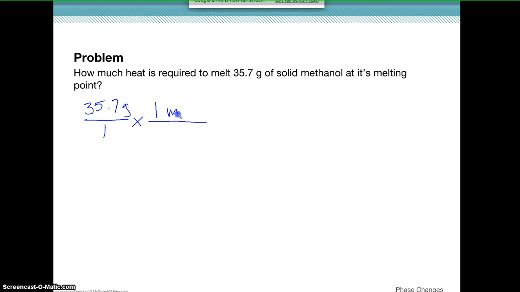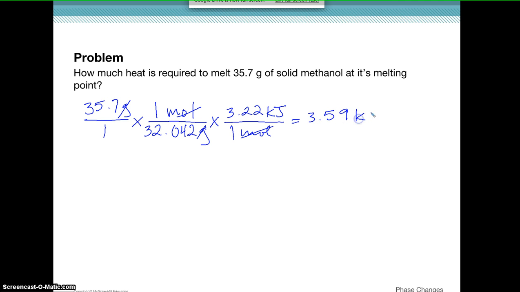And how do you convert grams to moles? You use the molar mass. So from the periodic table, the molar mass of methanol is 3.042 grams per mole. The formula was in that table on the previous page. Now we can use our heat of fusion, which is 3.22 kilojoules per mole. So the moles cancel. We do the math. We get 3.59 kilojoules, and I kept 3 sig figs because of the mass that we started with up here.